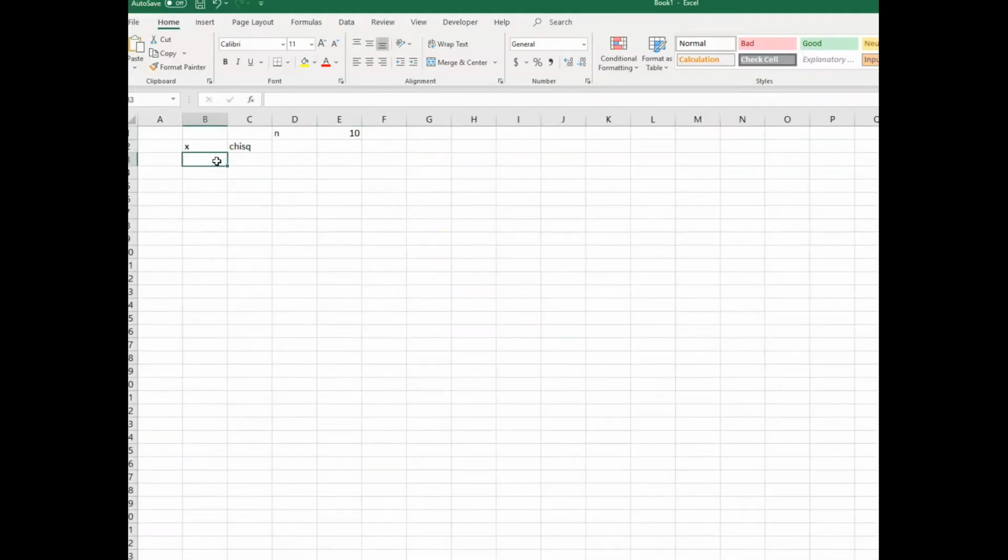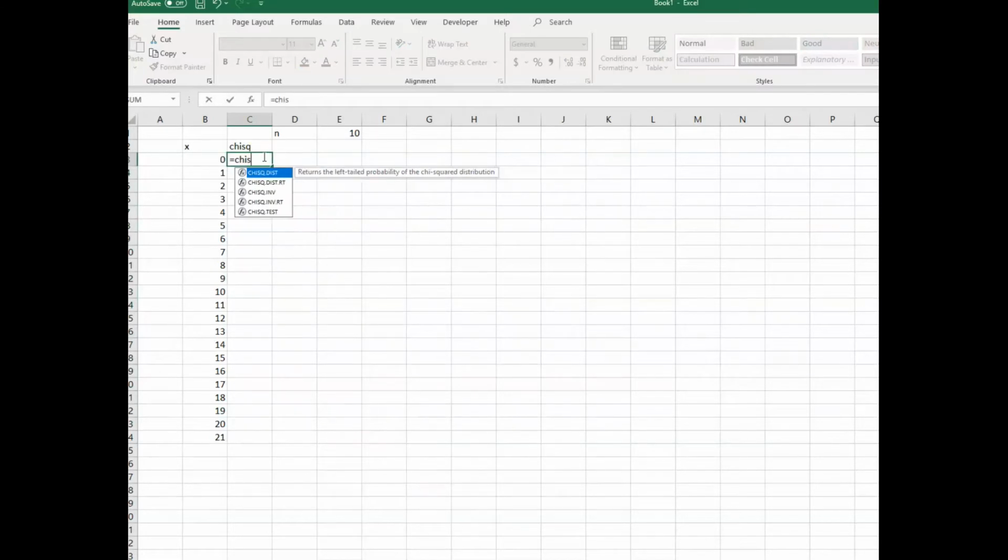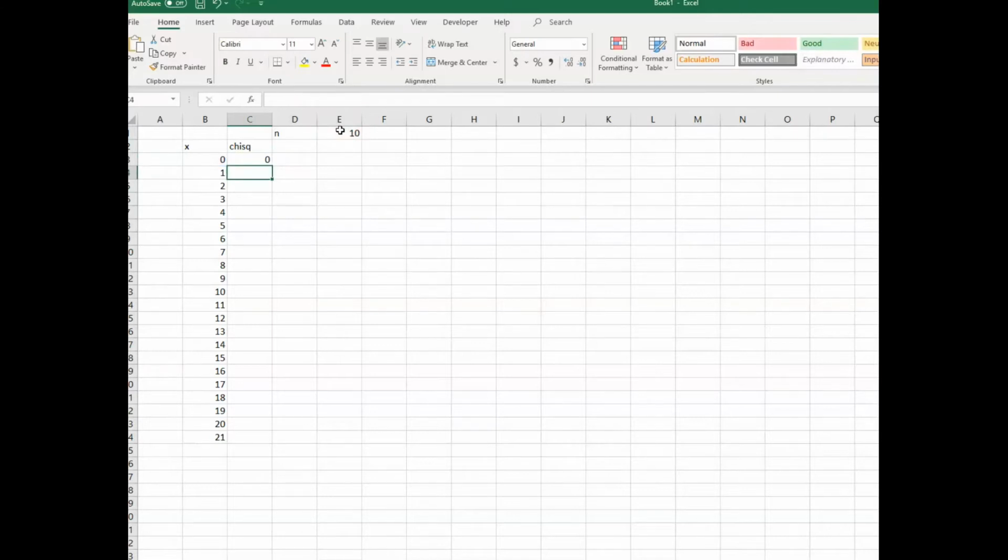Okay, so 0, 1. So let's have some x column. Okay, so this is chi-square. CHISQ.DIST. So this is the density function. We have x value and degree of freedom. So let's assume it's n minus 1 and false, because we are interested in density instead of the cumulative density.